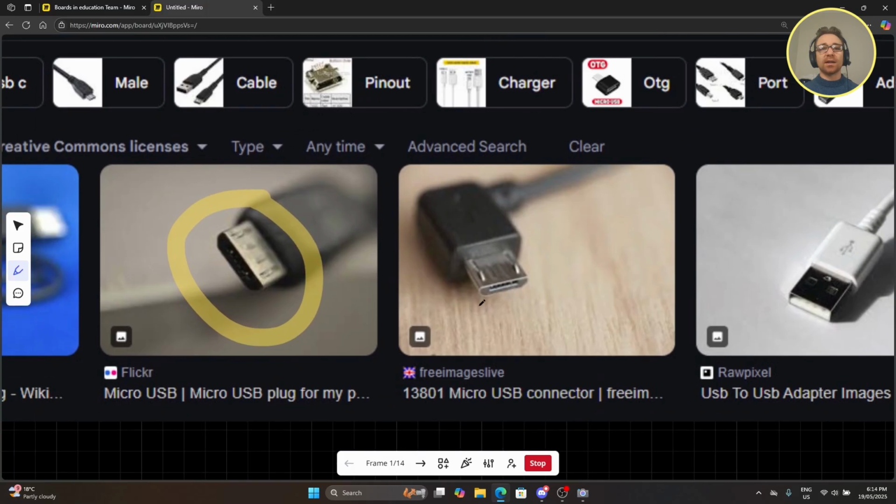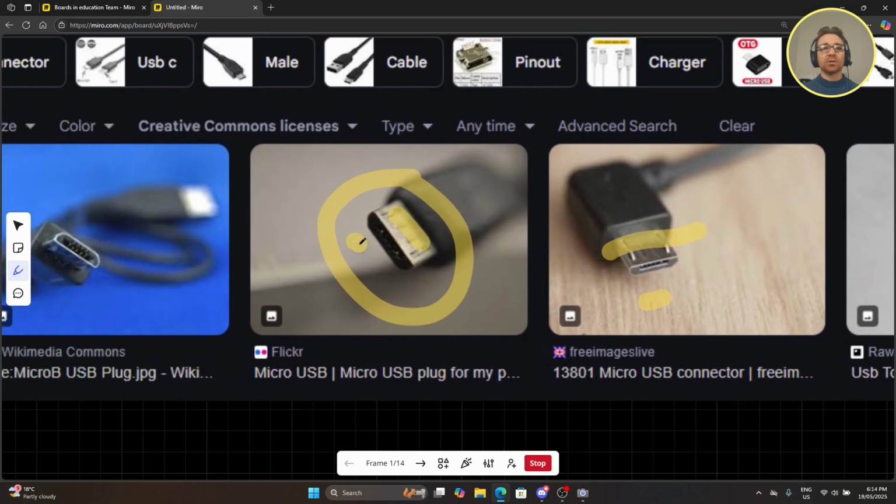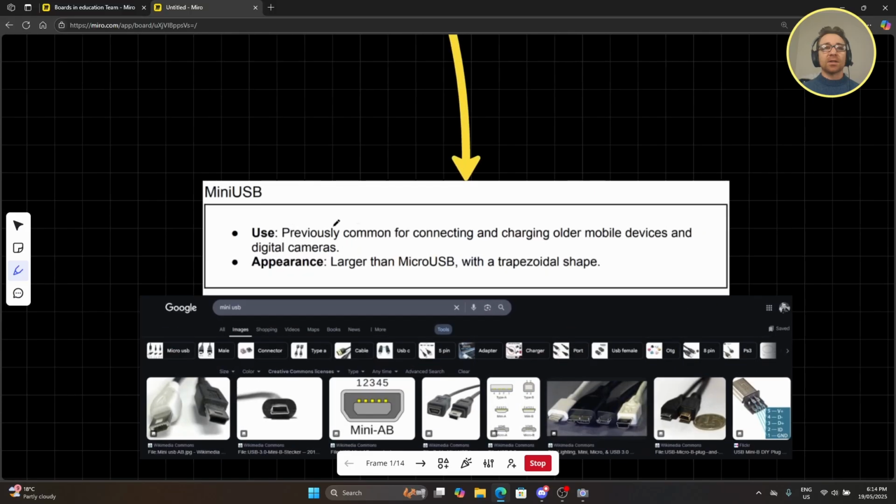So you can always identify it because it's asymmetrical. It's shorter on one side and longer on the other side, right? That's how you can remember to identify it. Longer on that side, shorter on that side. Okay. Now, the next one is mini USB.